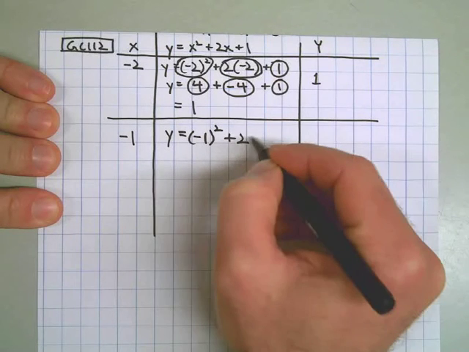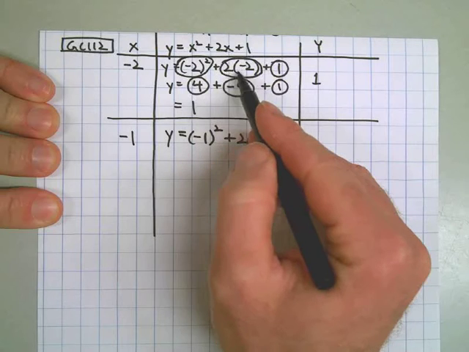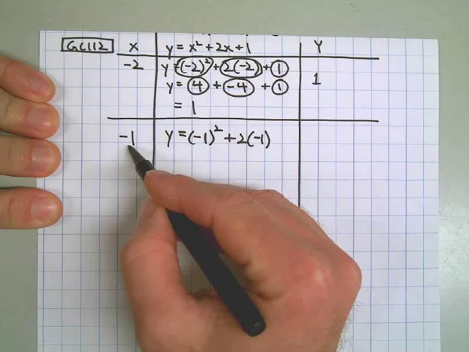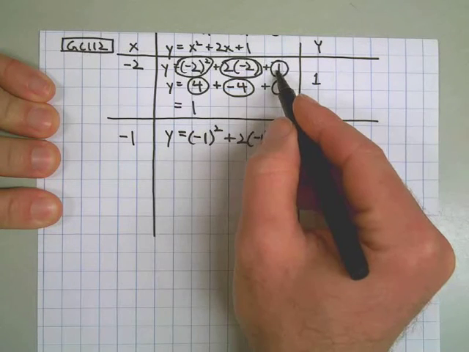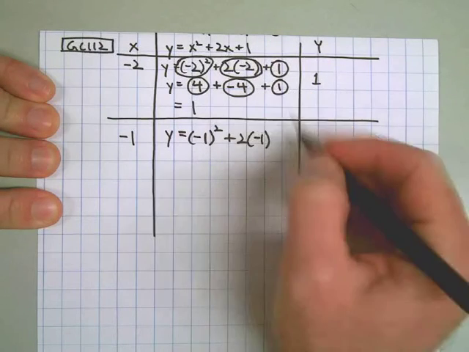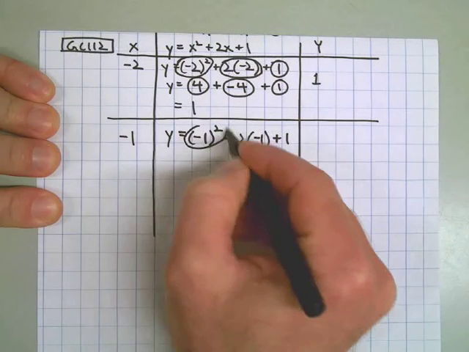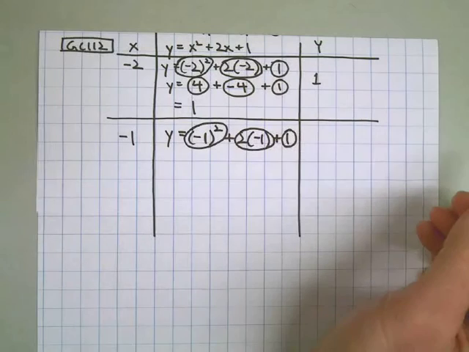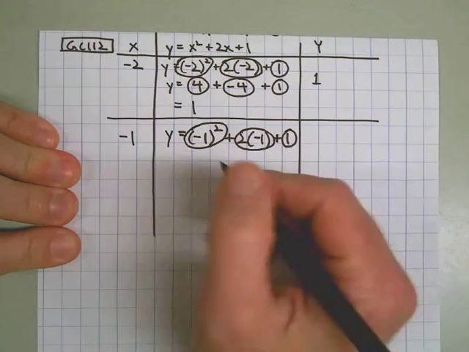plus 2 times -1. Once again, looking up here, I had 2 times -2 this first time. So since we're using -1 now, I use that instead. And of course the 1, that's a constant. That stays the same. It's always 1, no matter what x turns into. I'm going to circle the terms just like in the example. That's why examples are great. All you need to do is basically do the same thing.